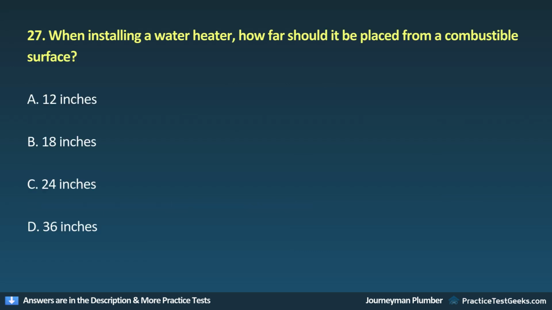27. When installing a water heater, how far should it be placed from a combustible surface? A. 12 inches. B. 18 inches. C. 24 inches. D. 36 inches.